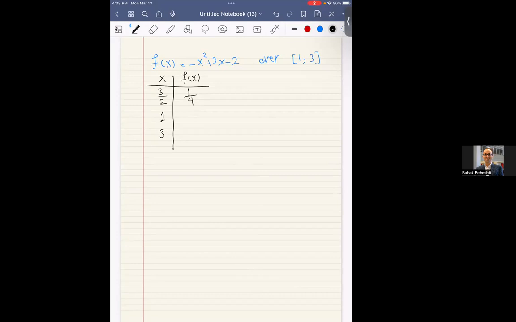What is f of 1? f of 1 is minus 1 plus 3, which is 2, minus 2 is 0. And f of 3 is minus 9 plus 9 minus 2, which is minus 2. That's it. Now we are done. We just have to compare these values. The biggest one is the maximum. The smallest one would be the minimum. So here, this point would be the maximum, and this is the lowest value, which is the minimum.